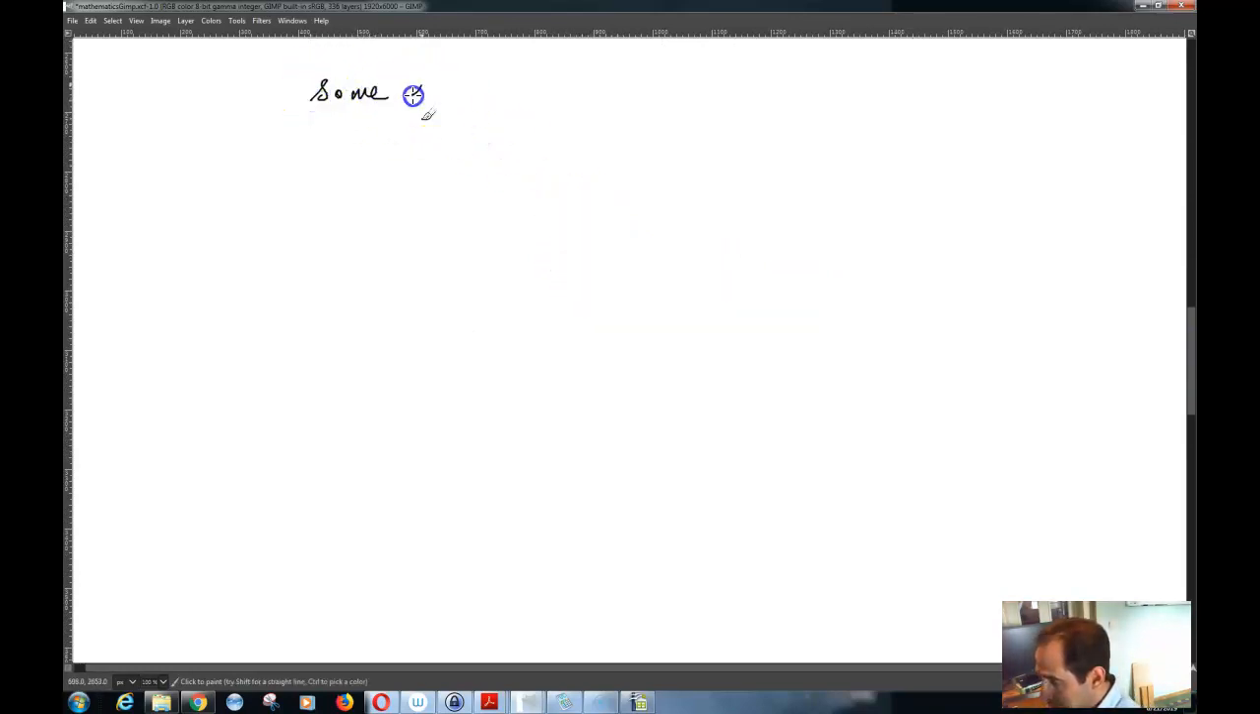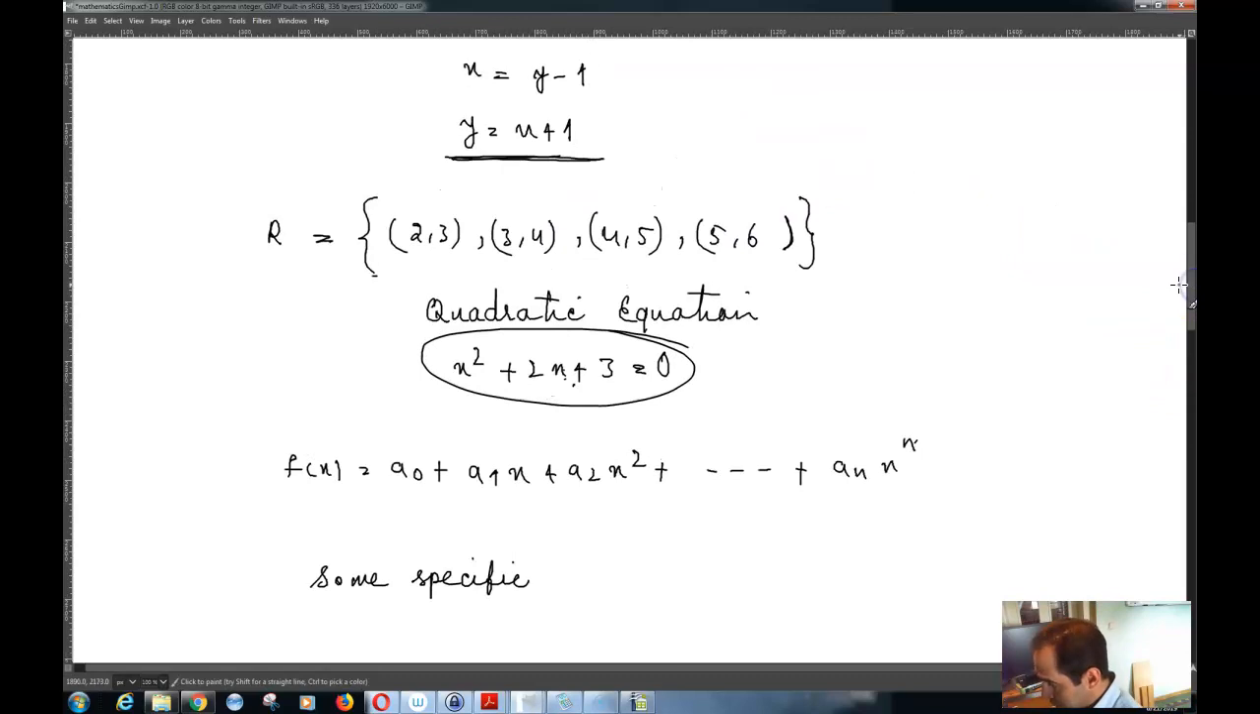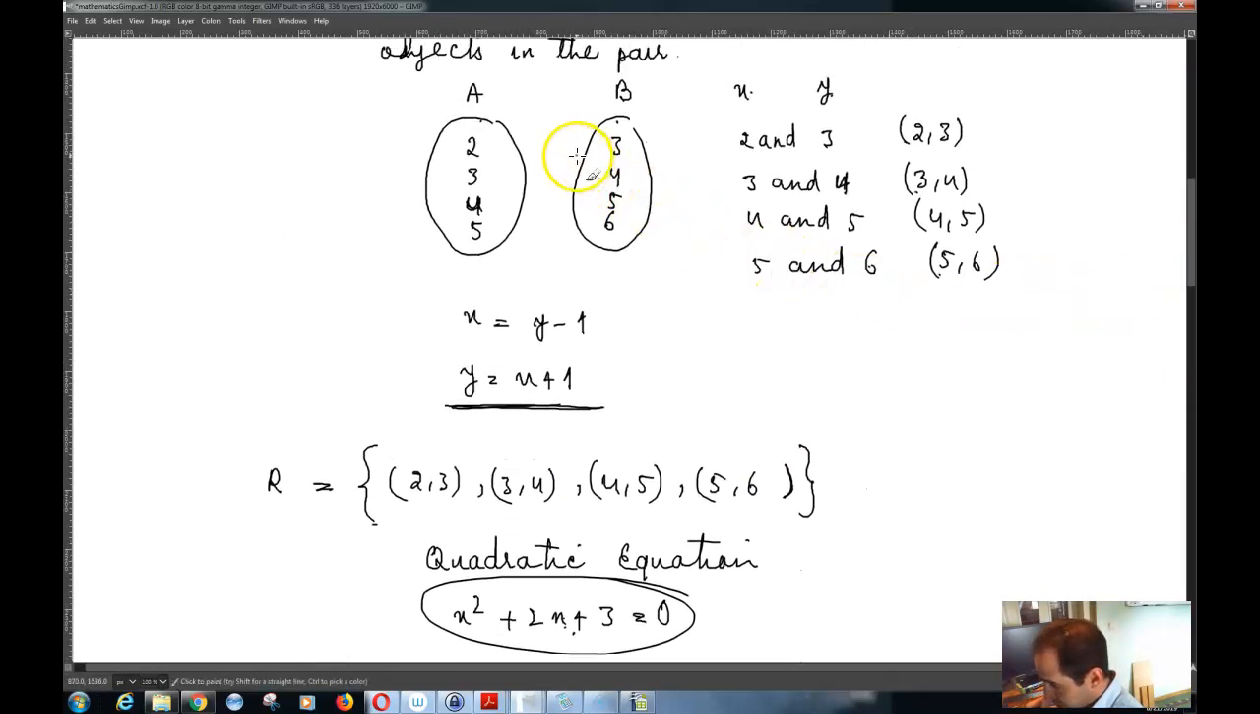Meaning that in this way we found relations between, for example, one object from this set and one object from the other set, one object from here and one object from here. Of course, you can find as many sorts of relations between different objects from these two sets.